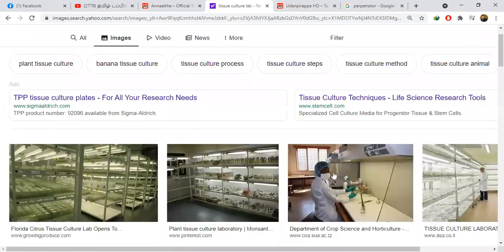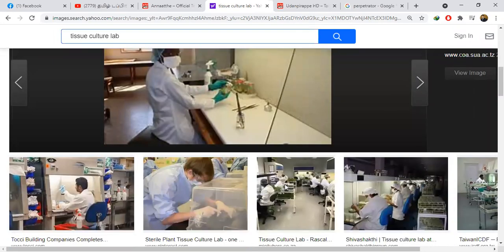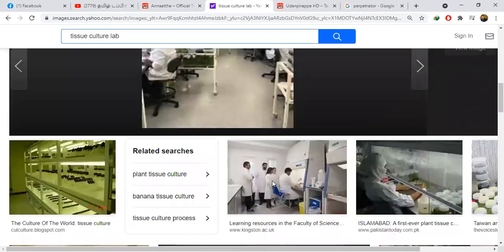Now, this kind of uniforms are there for them. Even a single hair should not fall. That kind of an environment is the tissue culture lab.